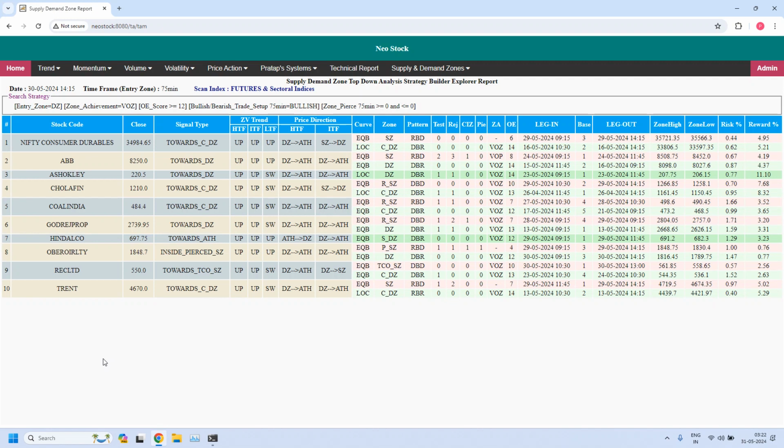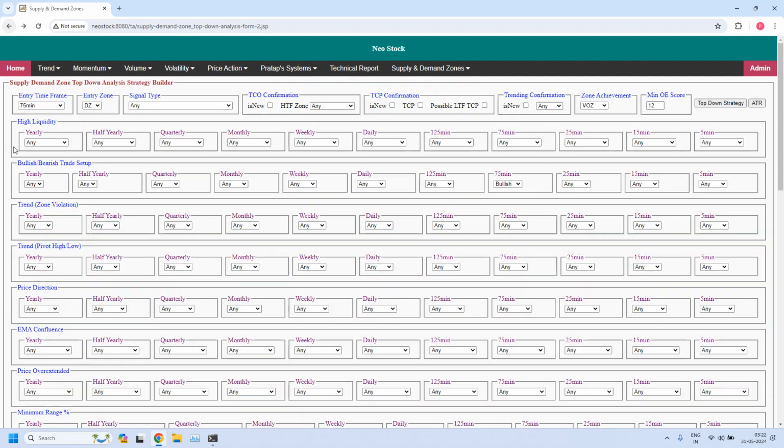Now let us generate bearish trade setup for weekly income trade. So let me go back. For bearish trade setup, for weekly income trade, the entry time frame is 75, but the entry zone should be supply zone. And also in bullish or bearish trade setup at 75 minutes, I am selecting the value bearish.